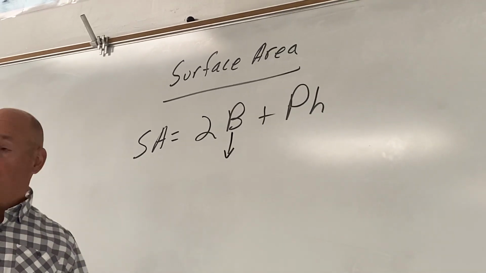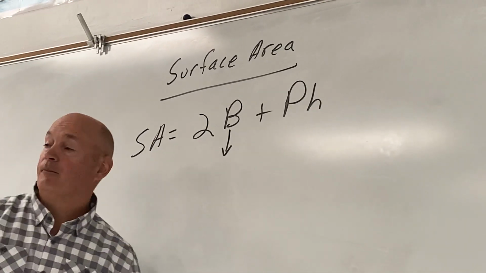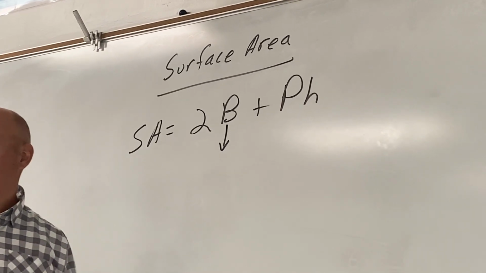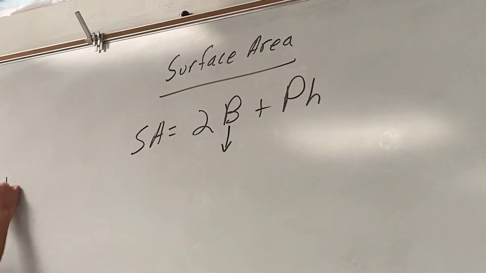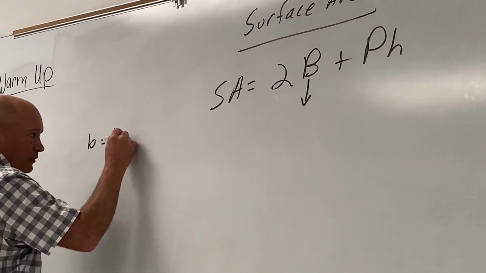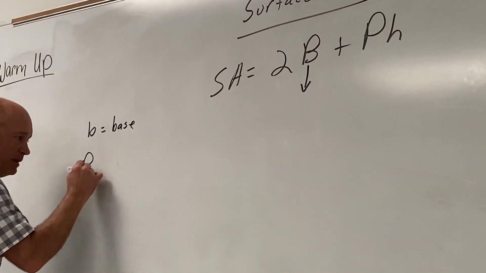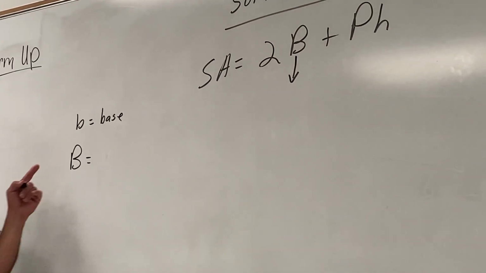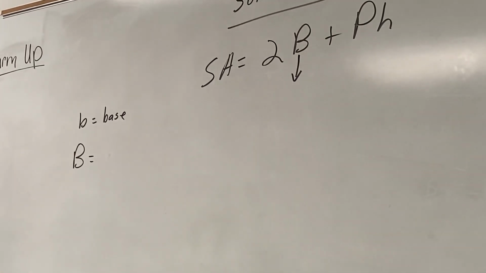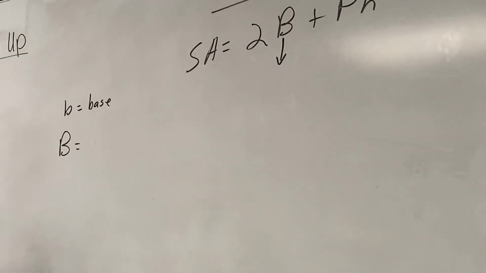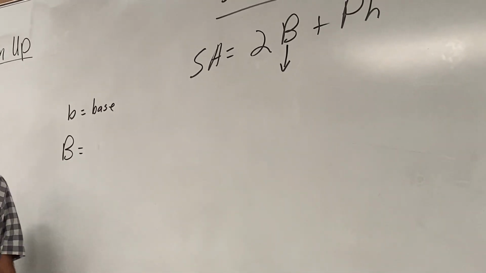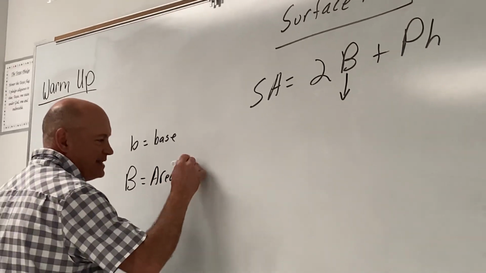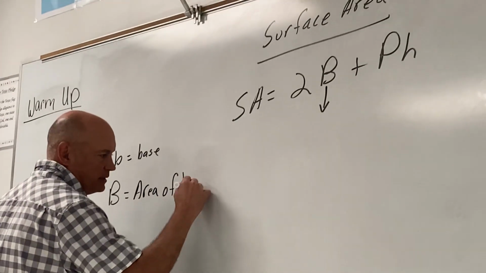Both the bases? Nope, that's the 2. What does big B mean in math? We got a little b and a big B. Little b means the base. What does big B mean? It's something of the base. Width? Nope. Height? Nope. Area. Thank you. Clover nailed it. Big B is the area of the base.